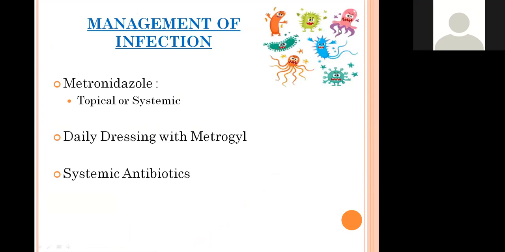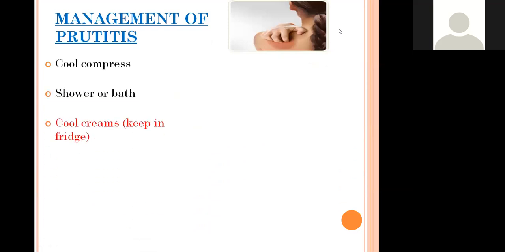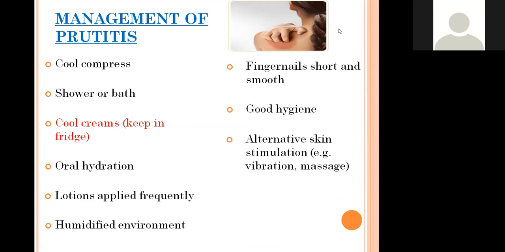So in management of infection, we can give topical or systemic metronidazole, daily dressing with metrogyl, and systemic antibiotics. And in management of pruritus, cool compress, shower or bath, cool creams by keeping them in the fridge, which also helps to soothe the skin. Oral hydration, applying lotions frequently, providing a humidified environment, fingernails to be short and smooth, good hygiene, alternative skin stimulation. For example, instead of scratching, we can ask the patient to gently pat the skin or give a slight massage. Avoid tight, irritating clothing.